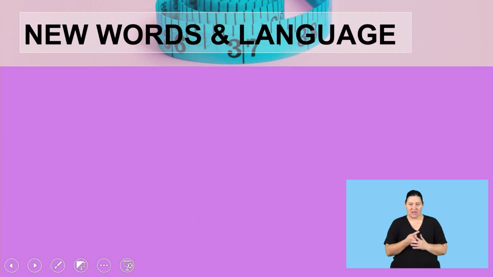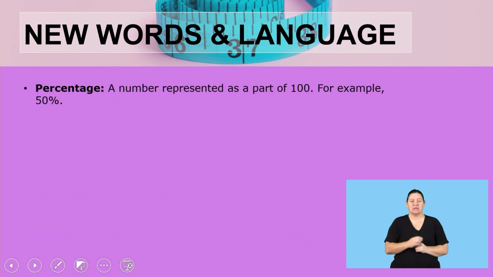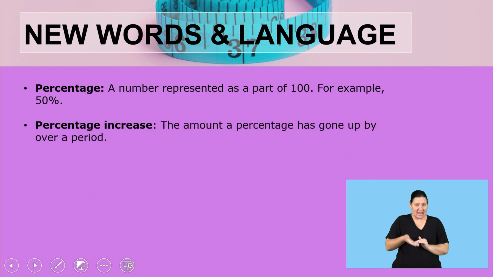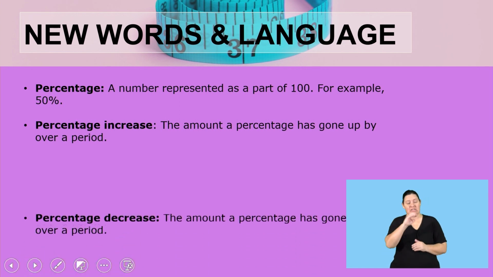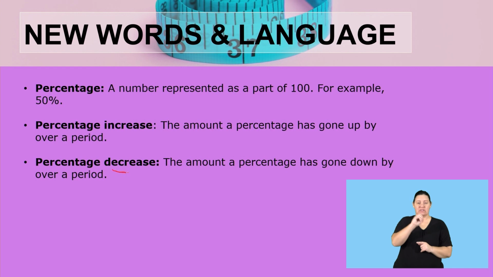So now let us recap on the new words and the language that we used. We said a percentage is a number represented as part of 100. Secondly, percentage increase is the amount a percentage has gone up by over a period. And the percentage decrease is the amount a value has gone down by, whereby the value will be negative here and the value will be positive here.